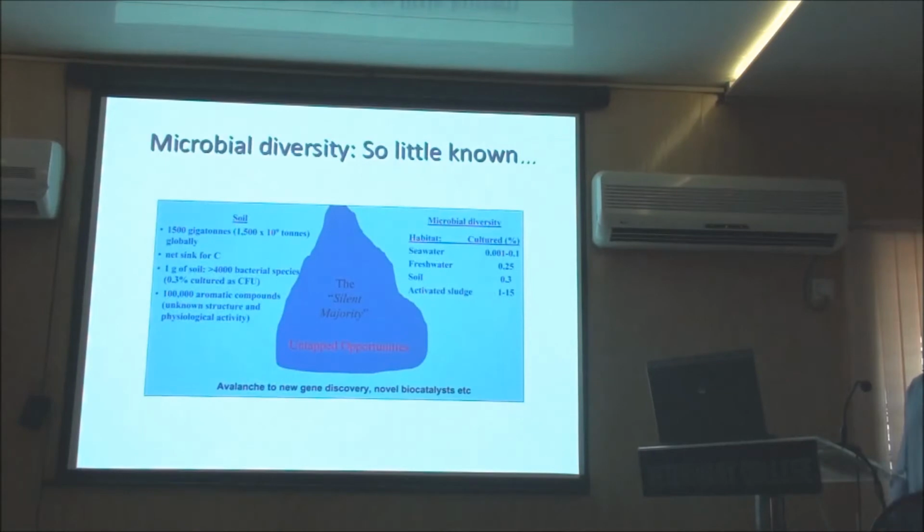So people were looking for means to study these microbes, and the fraction could be variable. In an ecosystem like seawater, only 0.01% could be cultivated, whereas in activated sludge, 1 to 15% could be cultivated.